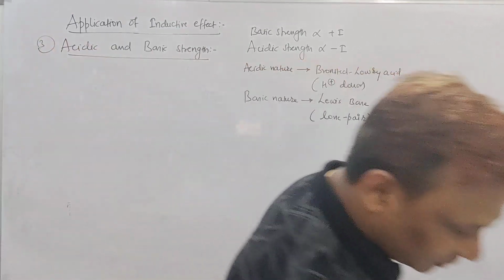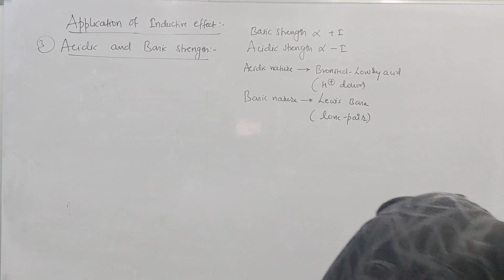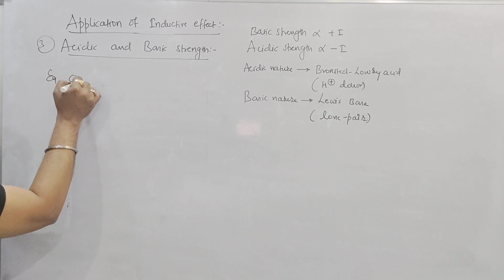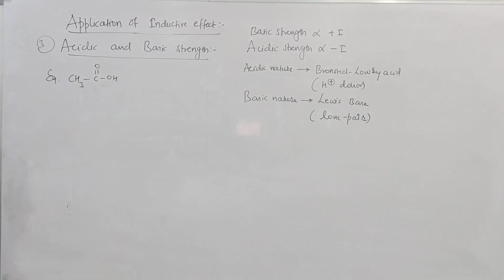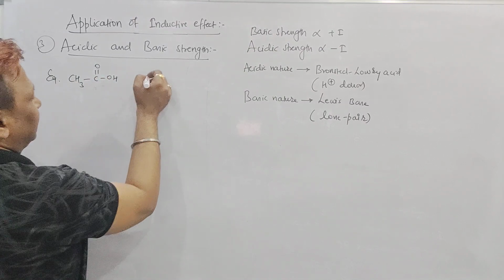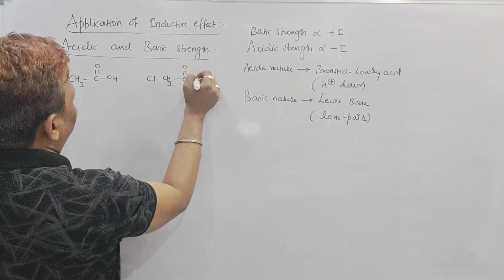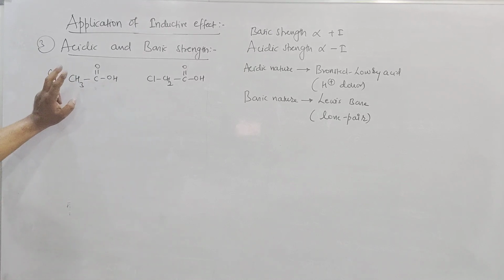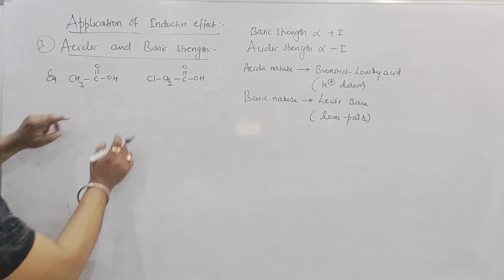In that one they will ask you which is having a more acidic strength and which is having a lesser acidic strength. Chalo, the example is given in this way. CH3COOH is an acid. Here, Cl is bonded with CH2 and again COOH is an acid. If you want to compare the acidic strength of the first one and the second one, which is more acidic in nature? I will tell you.